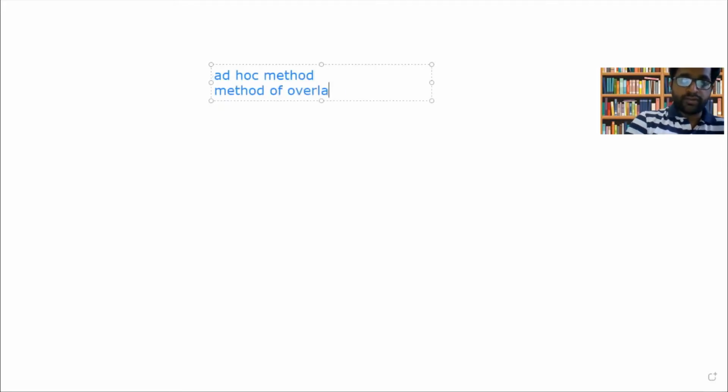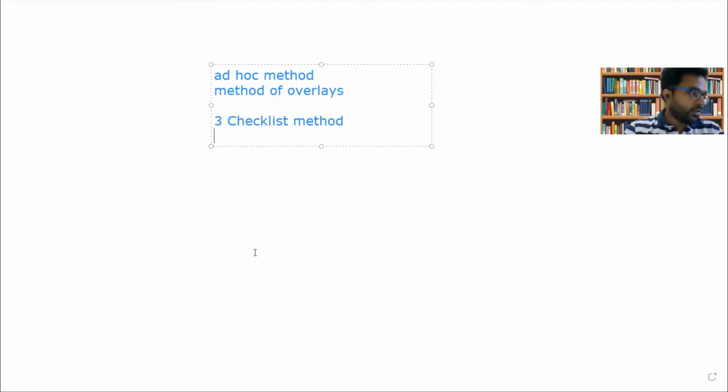So we have already seen two methods, ad hoc method and method of overlays. These two methods have also already been completed. Now let us see the third method, that is known as the checklist method. What is happening in this checklist method is related to the particular type of action. Whatever type of action is being conducted, what is the activity being done? Related to that activity, what are the different environmental parameters? Those environmental parameters will be listed.